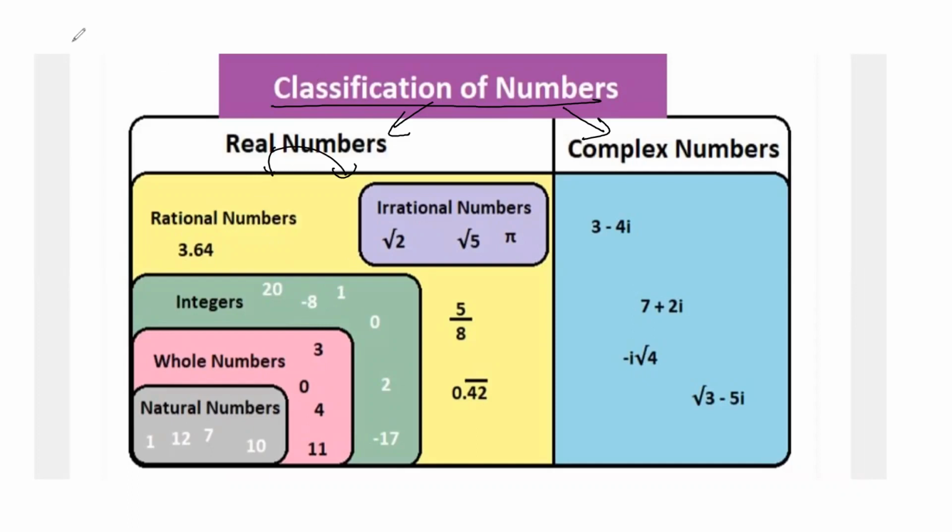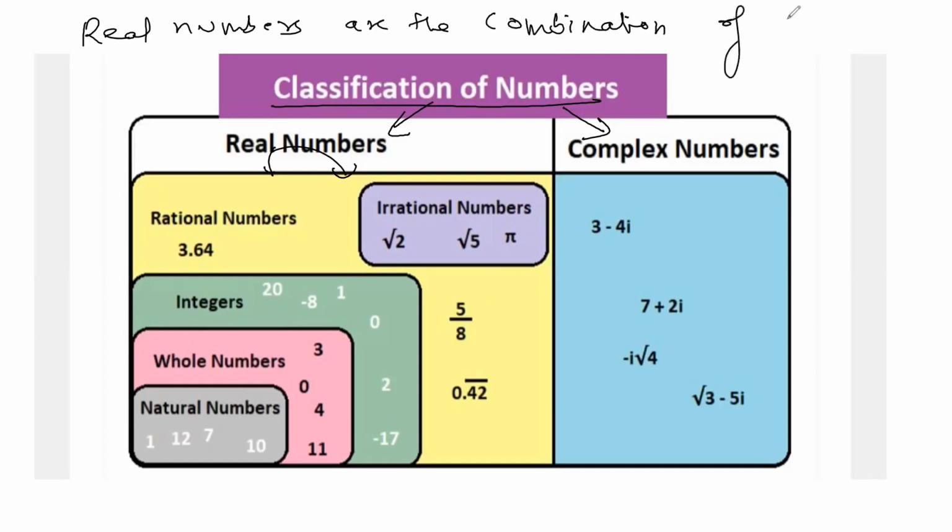Okay, now I'm writing this. Real numbers are the combination of rational plus irrational numbers, right? Later we'll discuss the rational and the irrational numbers. Okay, so whatever numbers you have on the number line, they are the real numbers, right everyone?